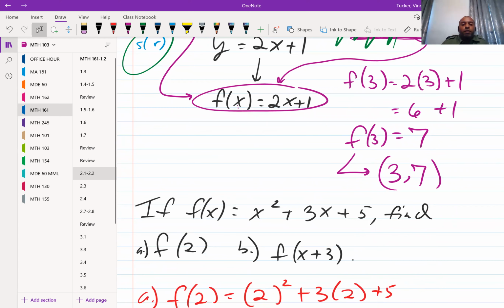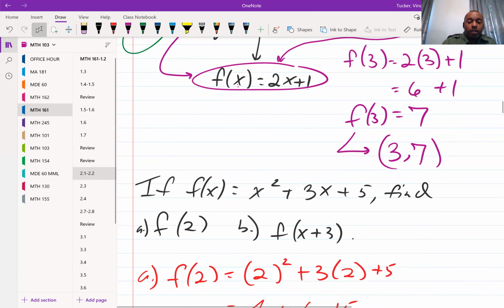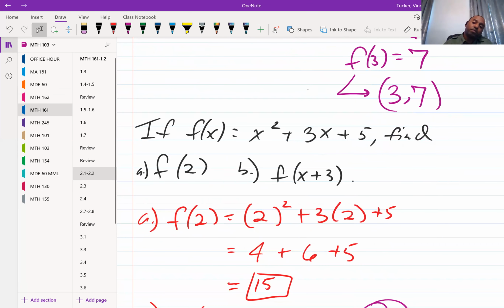All right, so the next one, f of x is equal to x squared plus 3x plus 5. So once again, notice you have to have f of x first. Then they tell you to find f of 2 and then find f of x plus 3. So f of 2 just means plug in 2 into the function: 2 squared plus 3 times 2 plus 5. Finish the calculation, you get 15.